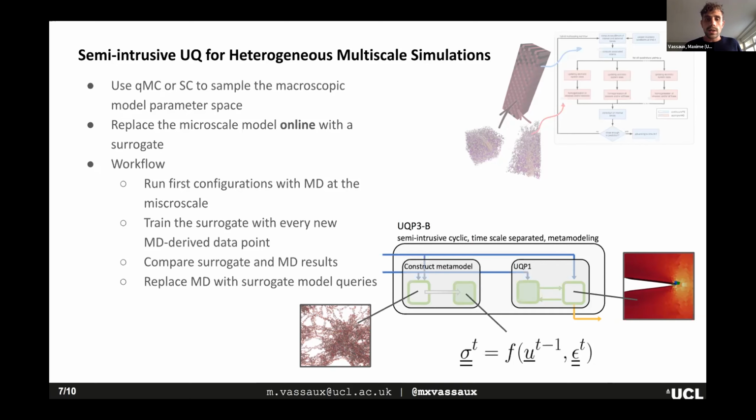So at the macro scale, if you only consider the macro scale model, the UQ would just be a non-intrusive UQ campaign where you run a Monte Carlo or quasi-Monte Carlo, or in the present case, stochastic collocation to generate the samples from the distribution of the input parameters.